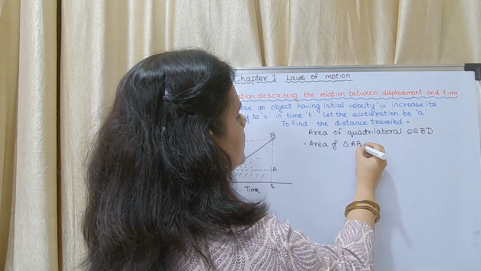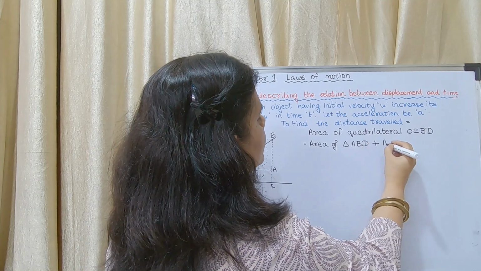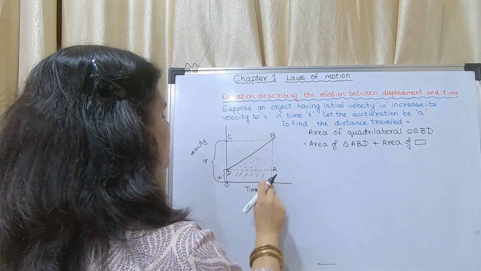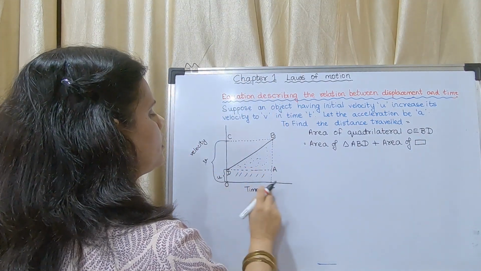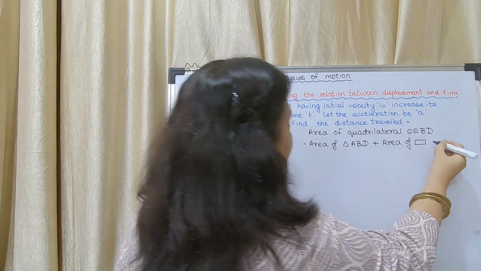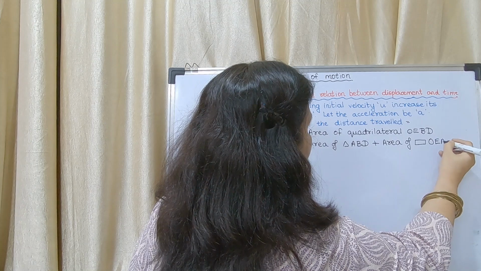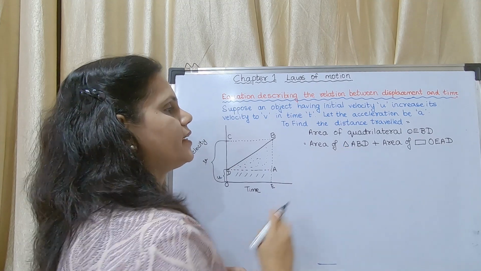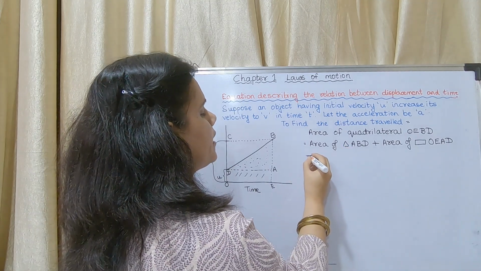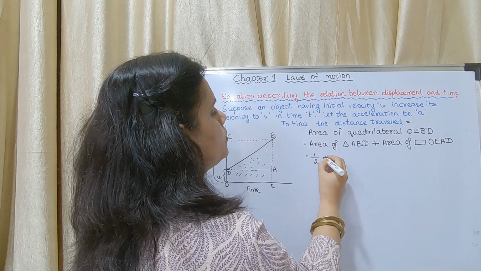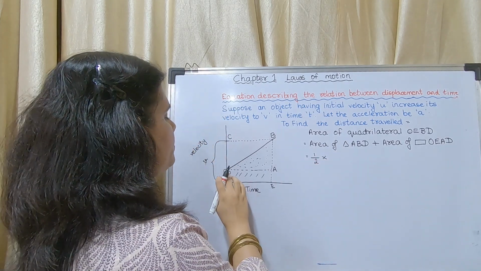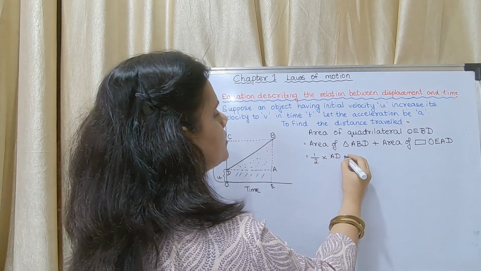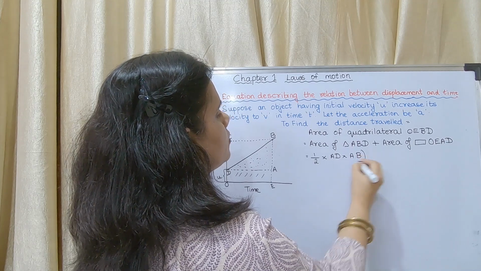Triangle ABD plus area of rectangle. This is a rectangle. What is the name of the rectangle? OEAD. Rectangle OEAD. Now how will you find out the area of a triangle? Area of a triangle is equal to half into base into height. What is the base here? The base is AD. And what is the height here? The height is AB.